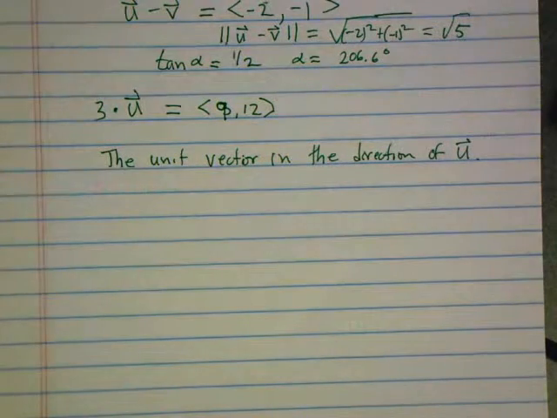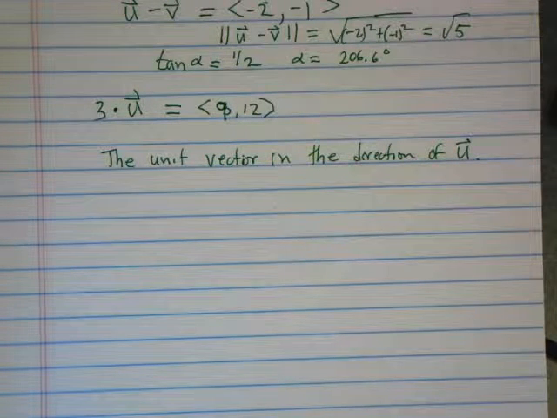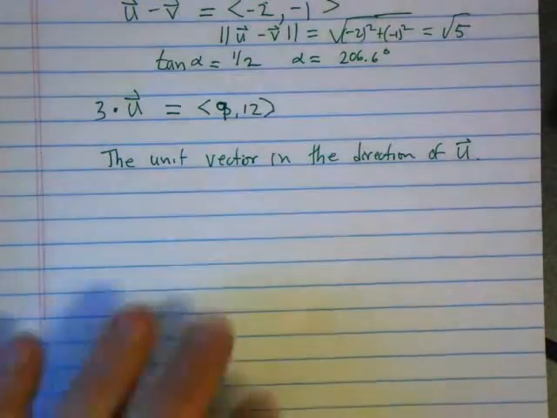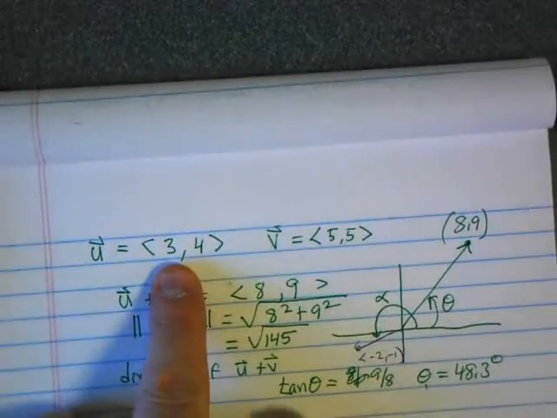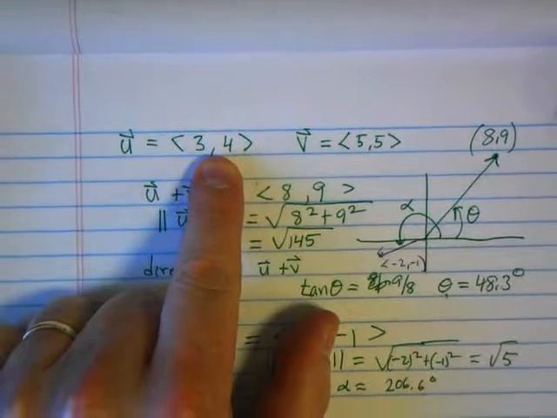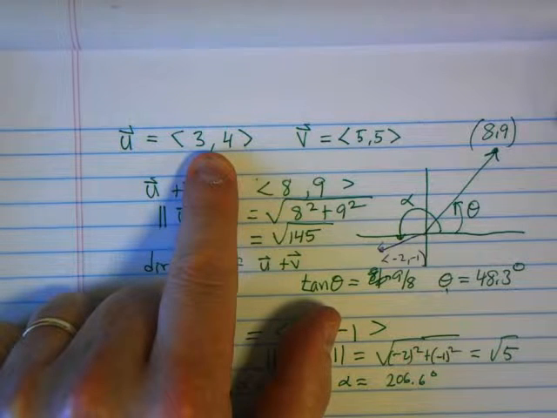What does that mean? Anybody know what unit vector means? Unit, what's a unit? It's a measurement. Unit is how long? One. A unit means one, like 1 inch, 1 foot, 1 mile. That's called the unit. So what I want is a vector that's in the same direction as this vector u, but I want the vector to only have length 1.